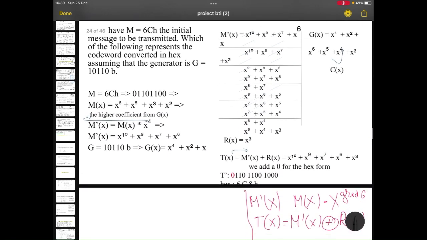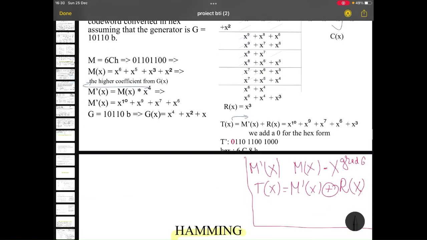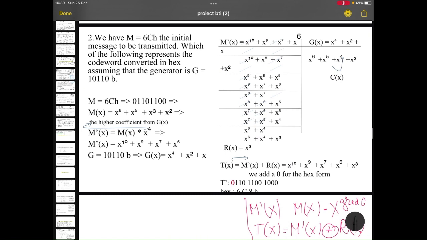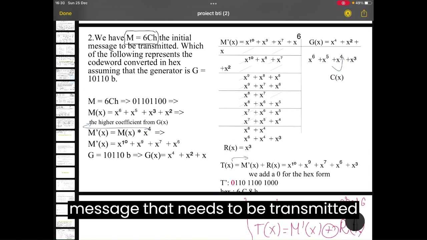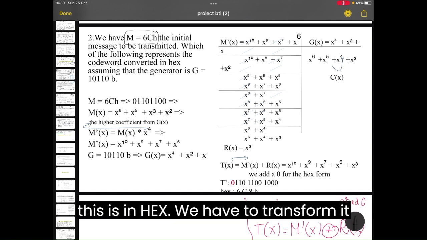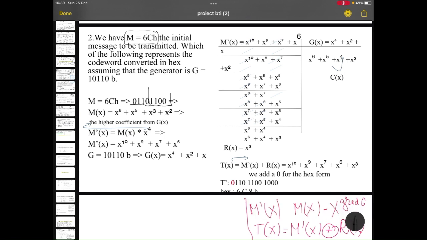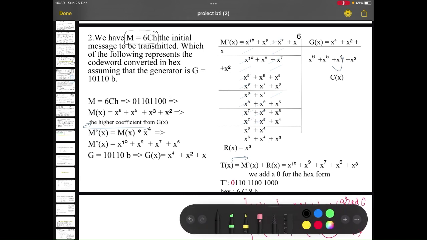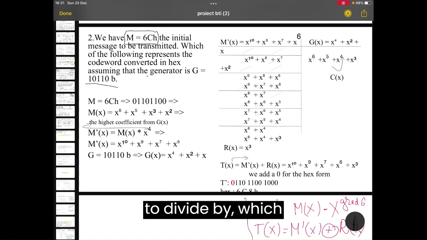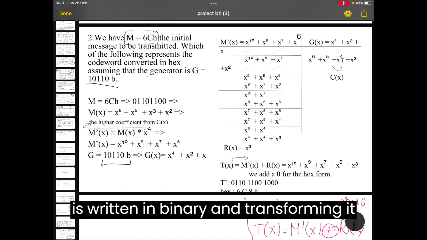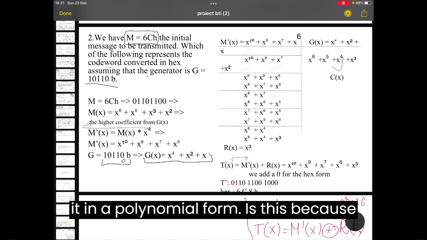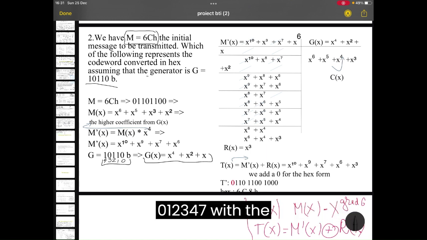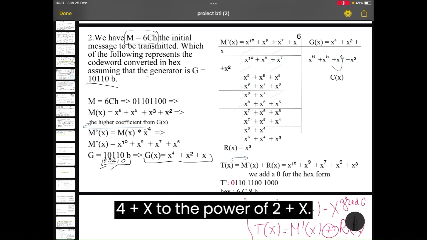For our next exercise, it is something more complex. So we have this initial message that needs to be transmitted. This is in hex. We have to transform it in binary first. We do this into nibbles with their binary presentation corresponding to 6C. And this is the generator that we have to divide by, which is written in binary, and transforming it in a polynomial form is this, because it's 0, 1, 2, 3, 4. These are the positions, so it's x to the power of 4 plus x to the power of 2 plus x.